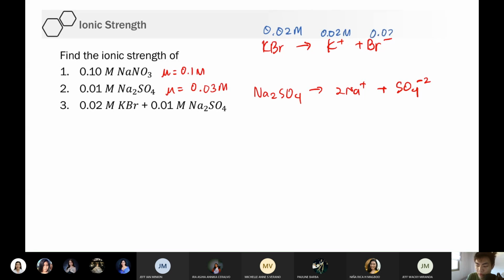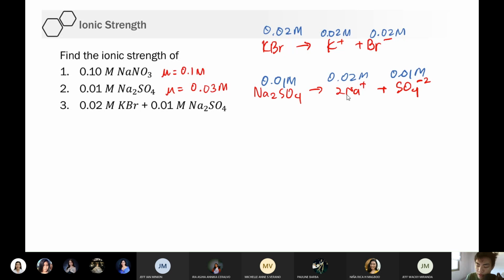And same for bromide ion, because their stoichiometry are all equal. They all have a coefficient equal to 1, so their concentrations will be equal. How about sodium sulfate? For sodium sulfate, we have 0.01 molar. We will produce 0.02 molar of sodium ion and 0.01 molar of sulfate ion.